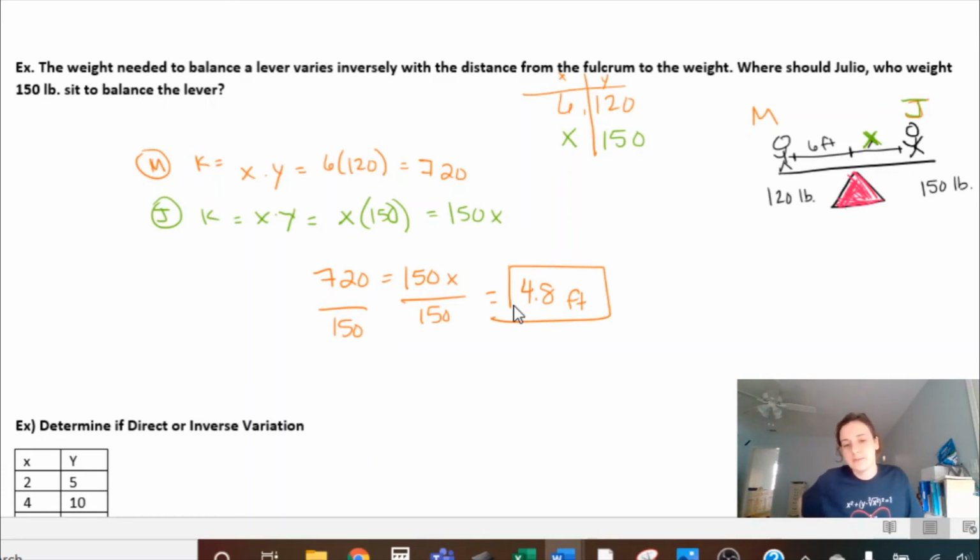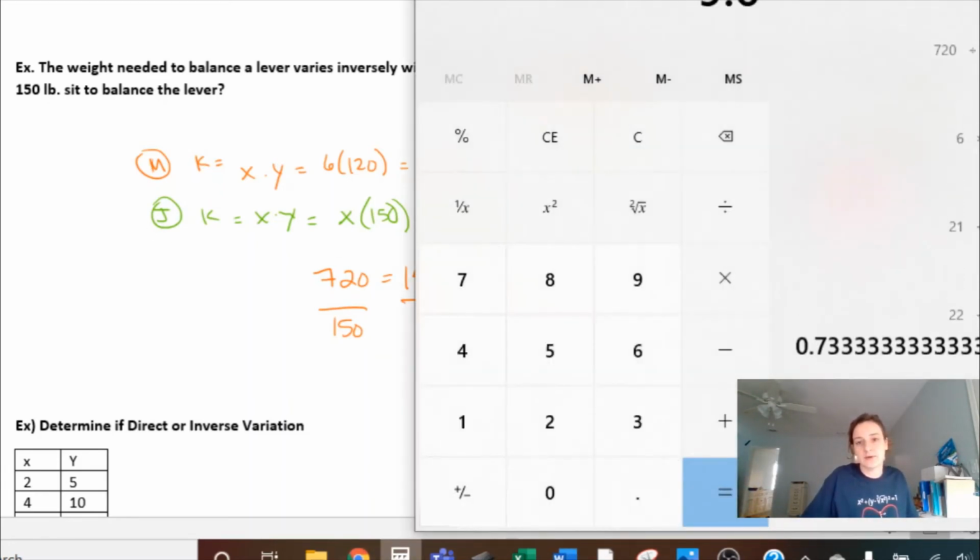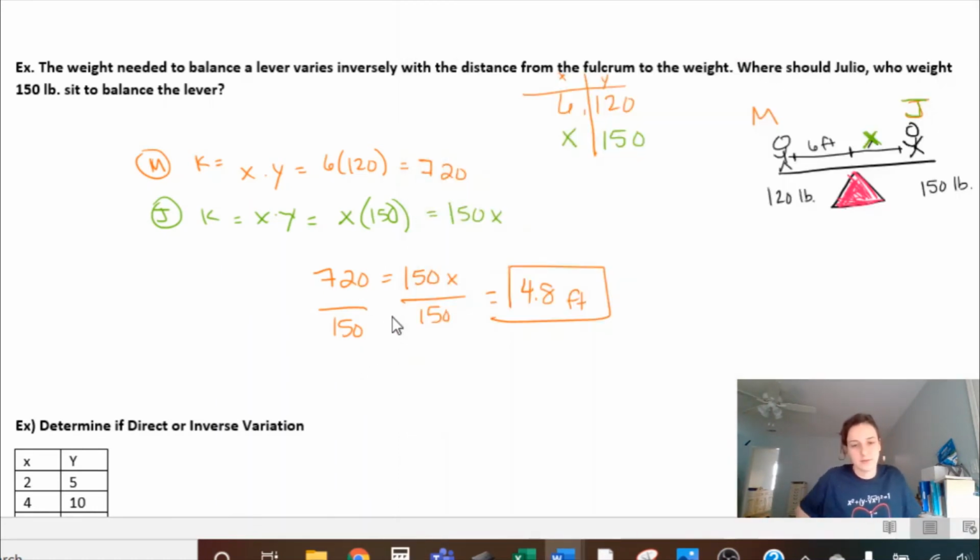Now, you can keep this as a decimal, but this is not 4 feet and 8 inches, by the way. Remember, 0.8 here, there's 12 inches in a foot. So 0.8 times 12 is actually 4 feet and 9.6 inches if you were going to convert it. But you could just leave it as a decimal like this, 4.8 feet. Okay, and we have the very last examples here.